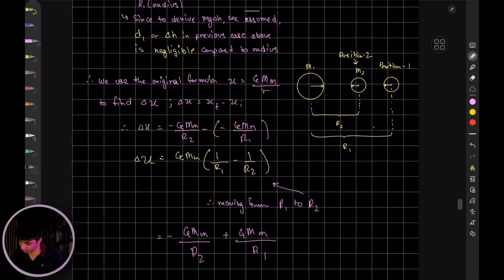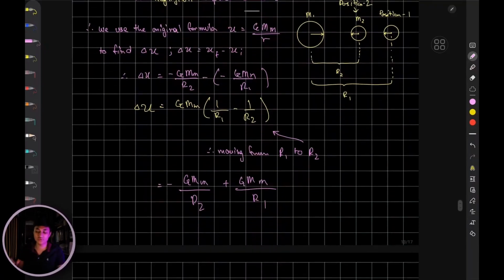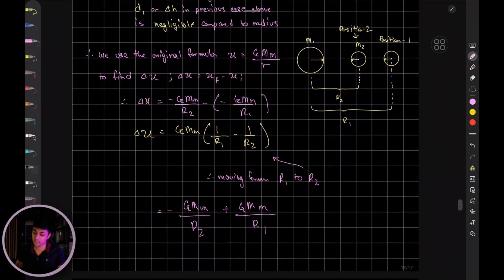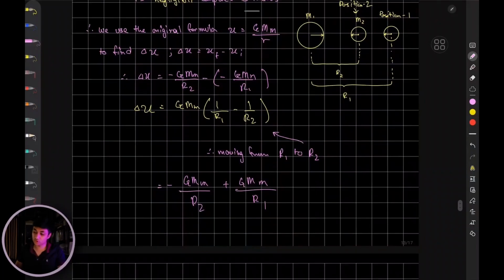Is R2 my final position? Yeah, R2 is my final position over here and R1 was my initial position. So I'm moving closer to the surface of Earth, right? In that case, you're going to lose energy because you're going from a less negative gravitational potential energy to a more negative gravitational potential energy, right?